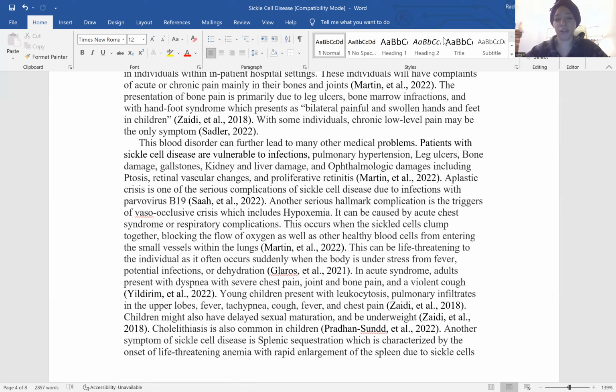It can be caused by acute chest syndrome or respiratory complications. This occurs when the sickle cells clump together, blocking the flow of oxygen as well as other healthy blood cells from entering the small vessels within the lungs. This can be life-threatening to the individual, as it is often sudden when the body is under stress from fever, potential infections, or dehydration. In acute chest syndrome, adults present with dyspnea, severe chest pain, joint and bone pain, and a violent cough.